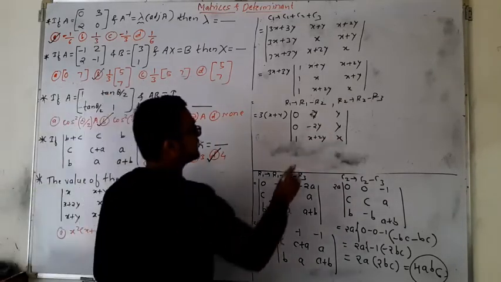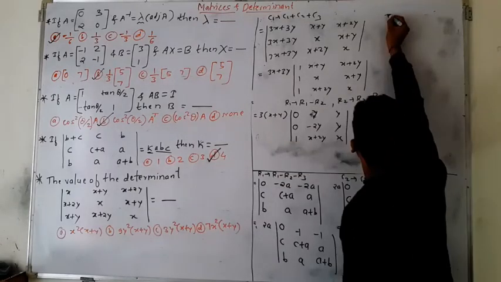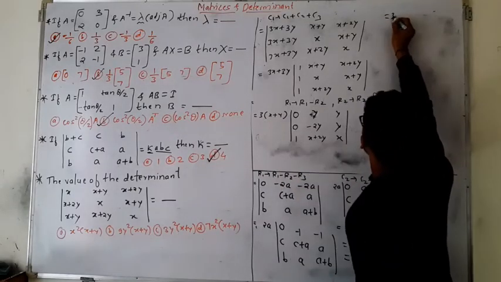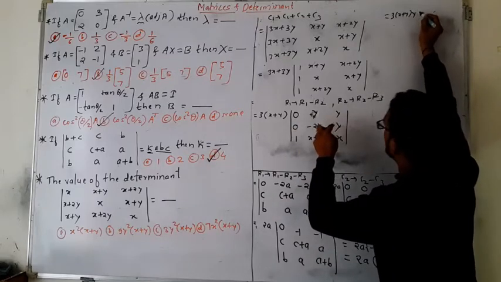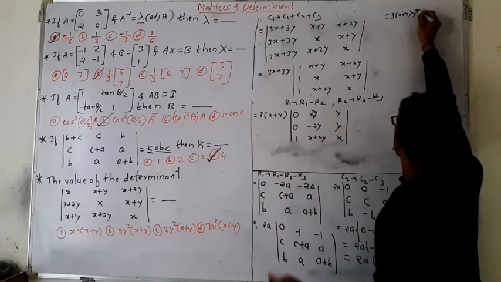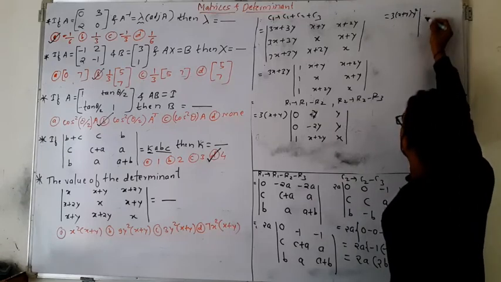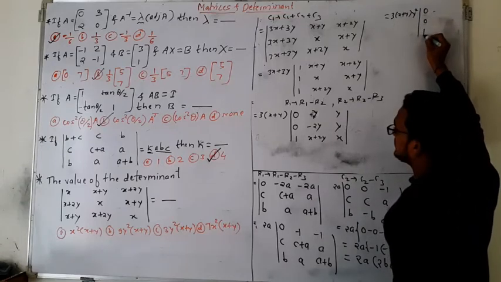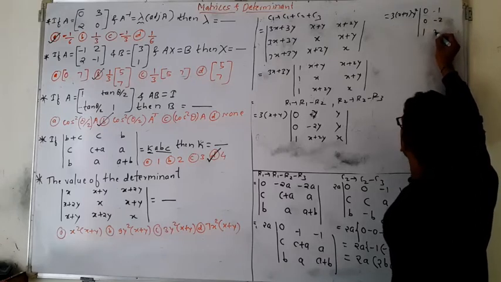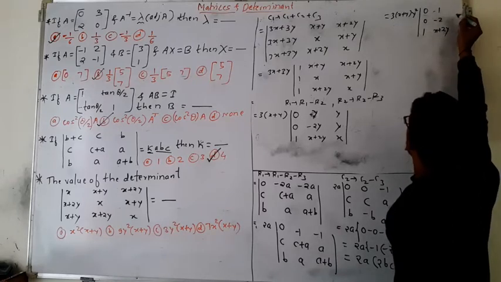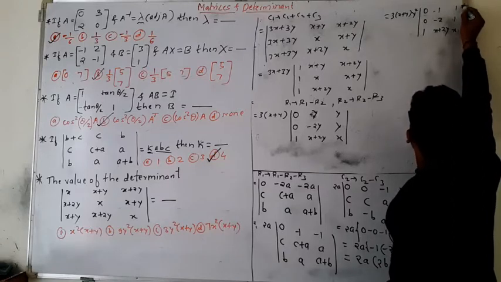Okay. Now here I will write from here. This is 3 into x plus y. See, from the first row y is common. Again from the second row also y is common. So it is left with y square. Then 0, 0, 1. 1 minus 2 x plus 2y. This is 1, 1 x.